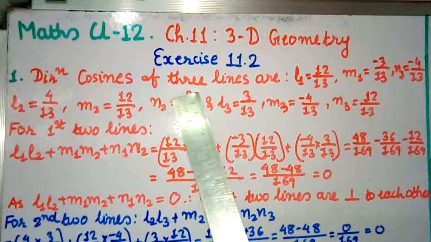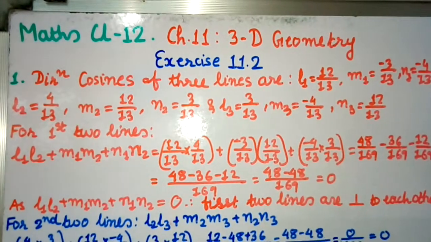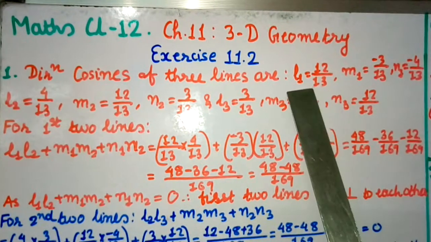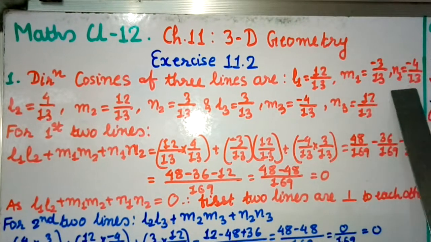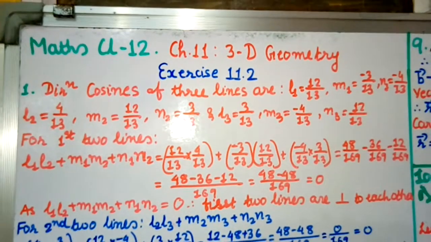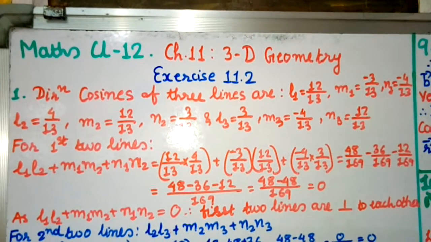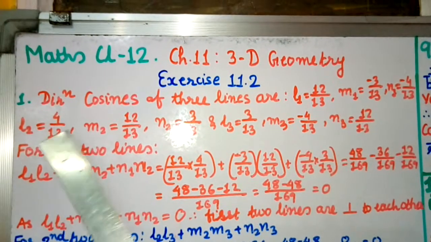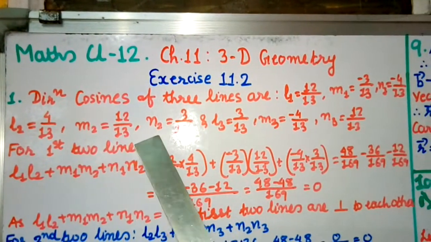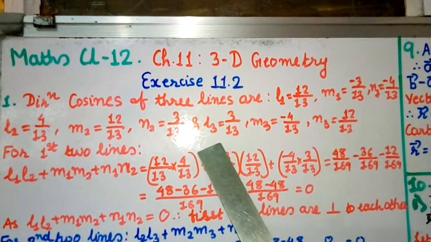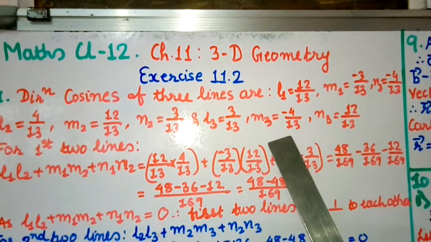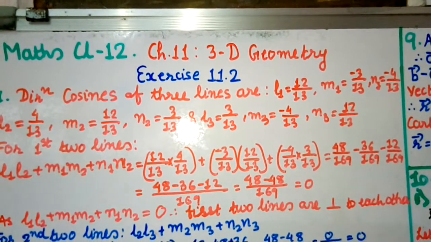Direction cosines of the three lines are, so I call them L1, M1, N1 for the first line. So L1 is 12/13, M1 is -3/13, N1 is -4/13. The second line, I'll call it L2, M2, N2. So L2 is 4/13, M2 is 12/13, N2 is 3/13. And the third line, L3, M3, N3. So L3 is 3/13, M3 is -4/13, N3 is 12/13.